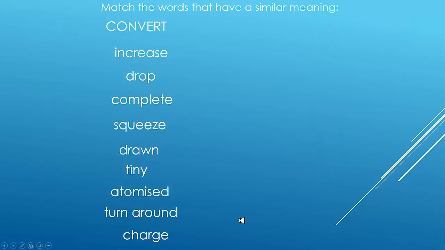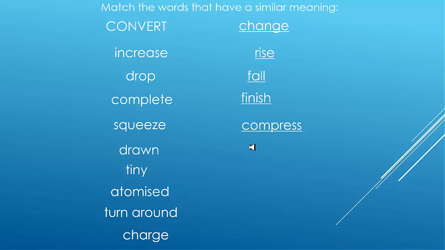Here we go. We're going to match these words. What did you get for convert? Convert is to change, right? We're changing thermal energy into mechanical work. Increase, rise. Drop, to fall. Temperature drops, temperature's falling. Complete, to finish. Squeeze, compress. So that's what we're doing, the compression stroke. We're squeezing that air and that fuel together.